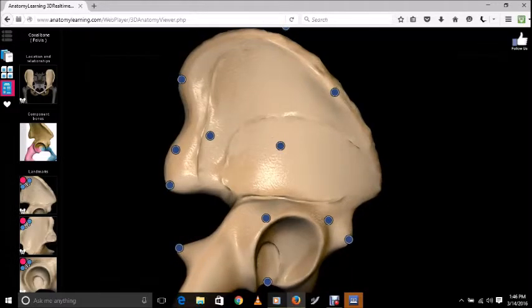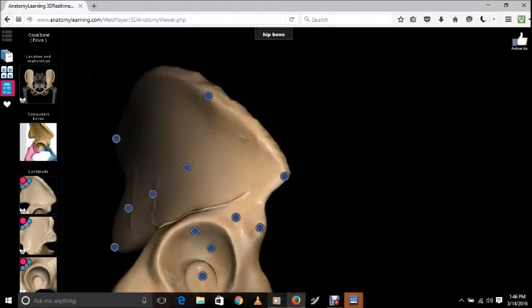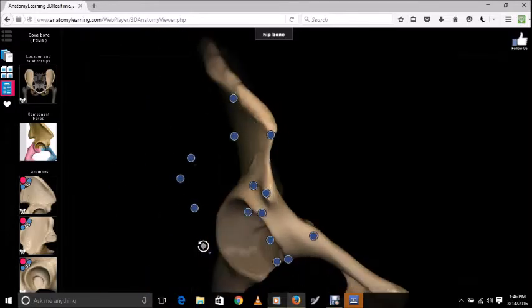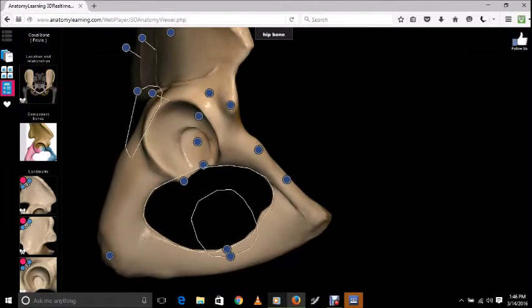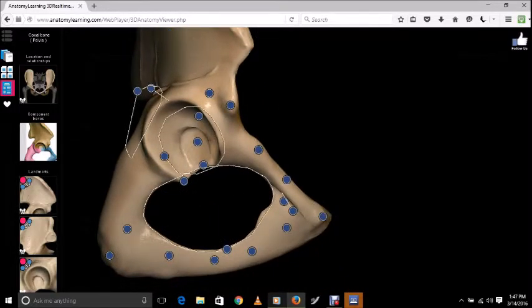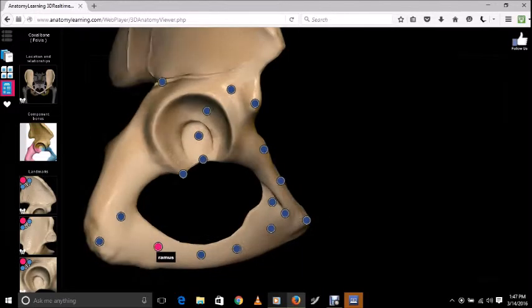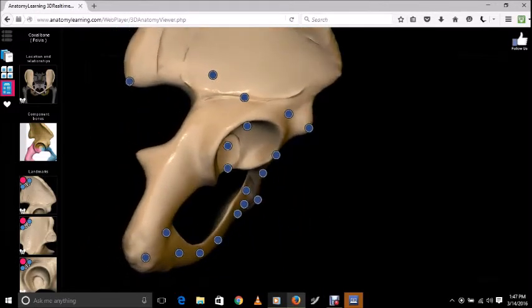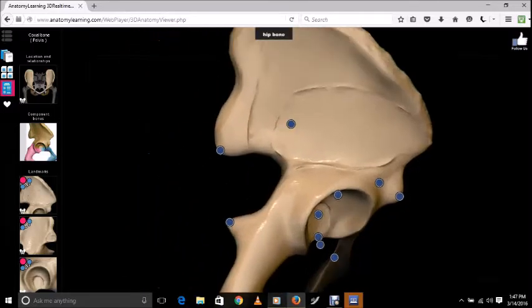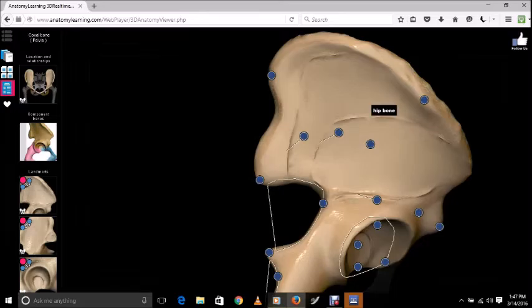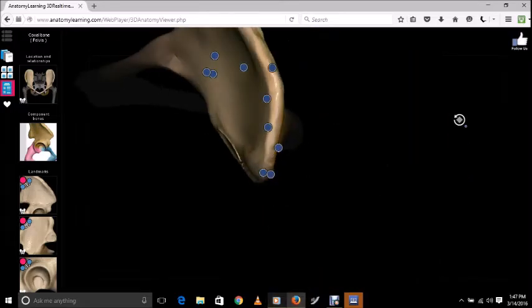Just for a quick review, you have the anterior superior iliac spine, the anterior inferior iliac spine, the iliopubic eminence, the superior ramus, the pecten of the pubis, the pubic tubercle, the inferior ramus, the obturator foramen, the acetabulum, the ischial tuberosity, the ischial spine, the greater sciatic notch and also the lesser sciatic notch, the posterior inferior iliac spine, the posterior superior iliac spine, the iliac crest, and the iliac fossa.